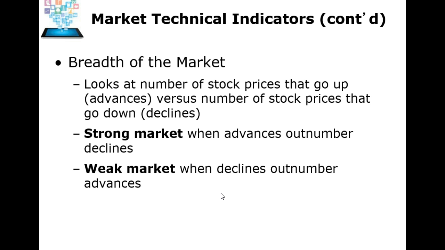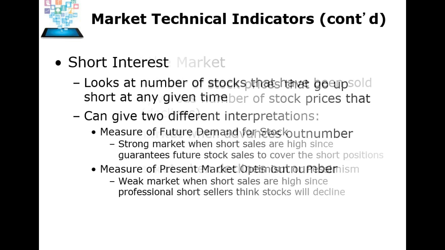So if we look at the breadth of the market, we're trying to look at the number of stocks that go up compared to the number of stocks that go down. So a strong market is when the advancing stocks outnumber the declining stocks. And of course, a weak market is when the declining stocks outnumber the advancing stocks. And we can get that from Yahoo Finance. It will give you the number of stocks moving higher, the number unchanged, and the number of stocks moving lower.